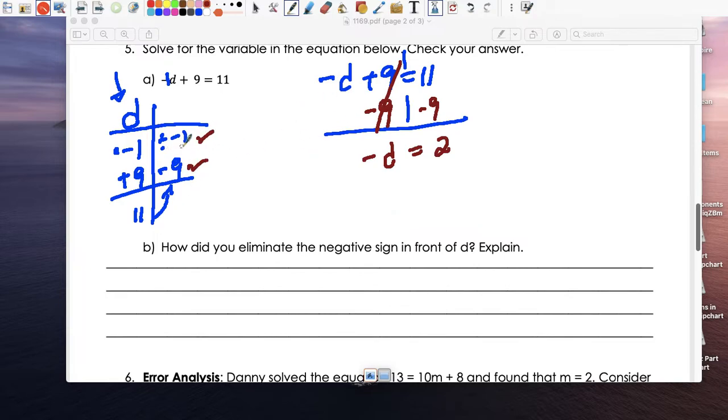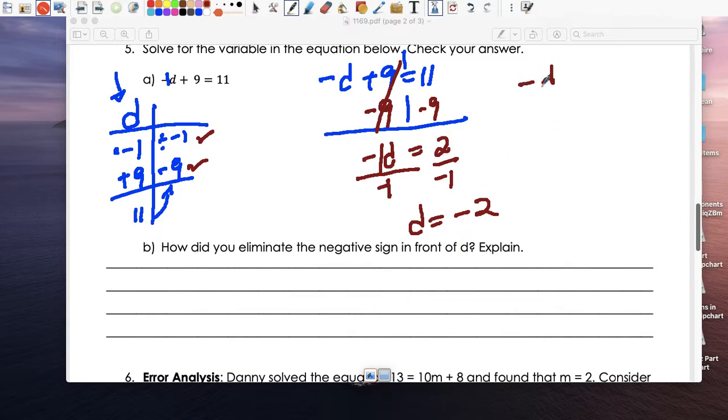Step 2 here says divide both sides by negative 1. So divide this side by negative 1 and divide this side by negative 1. There's an invisible 1 here. So negative 1 divided by negative 1 gives me a positive 1. And positive 1 times D just gives me D. And 2 divided by negative 1: a positive divided by a negative gives me a negative. And 2 divided by 1 is just 2. Okay.